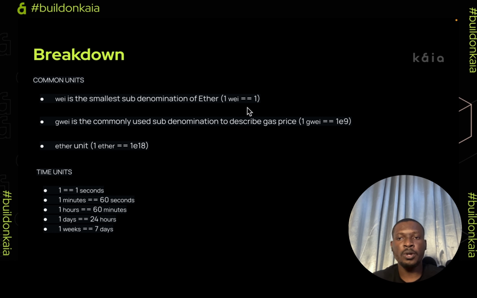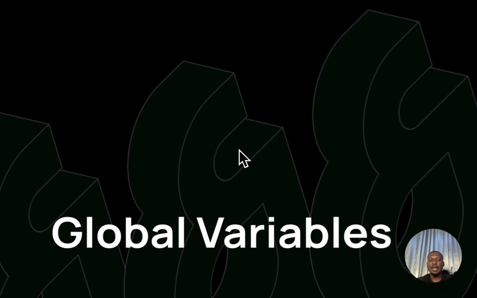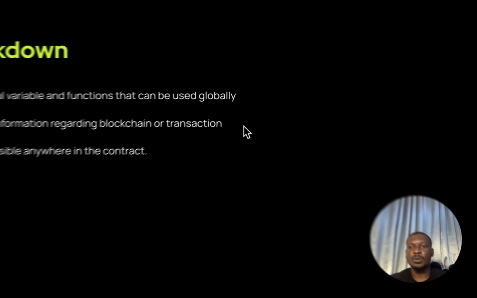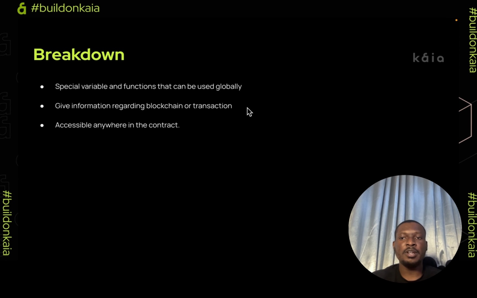Moving forward, we have global variables. So what are global variables? Global variables are special variables and functions that can be used globally in your smart contract. This type of variable gives information regarding the blockchain or transaction. They are accessible anywhere in the contract, whether inside or outside of the contract.